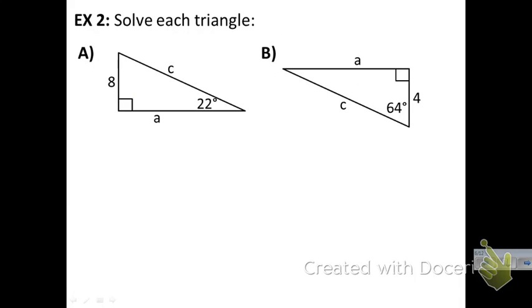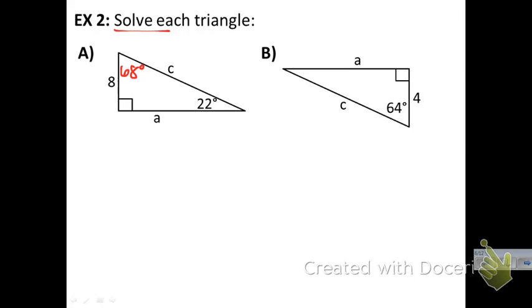Okay, here's where we use it. When you're asked to solve each triangle, the first thing you have to do is find all of the angles and all of the sides. So the first thing we talked about is, because we have a right triangle, we know that these two angles are complementary. That means they add to be 90 degrees because this angle is already 90 degrees. So because they're complementary, we can take 90 minus the 22 to get 68 degrees here.